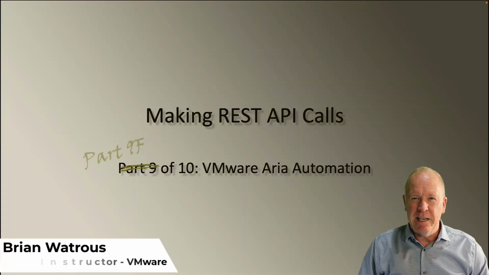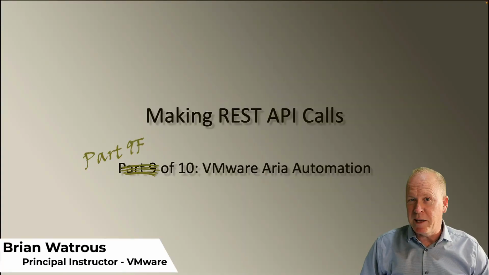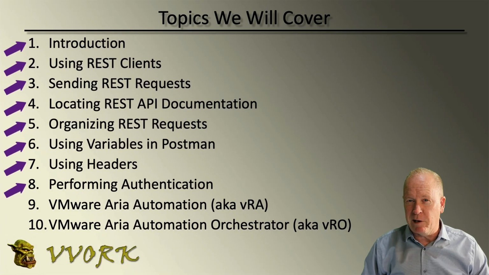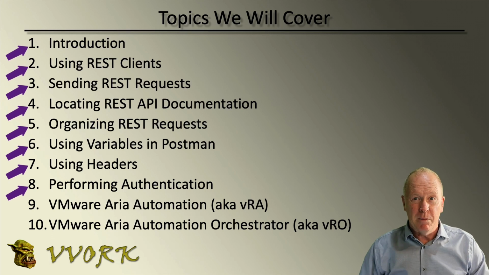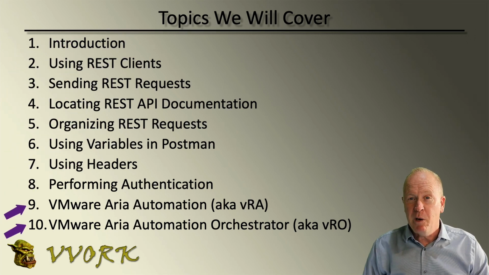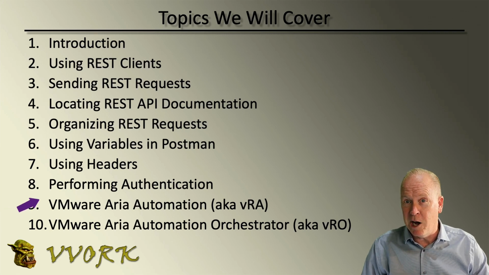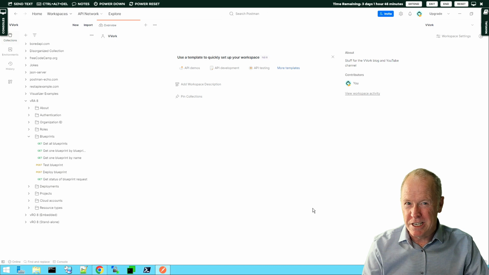This is part 9 in a 10-part video series in which we're exploring how to make REST API calls. In parts 1 through 8, we took a generic look at how to make REST API calls. But now, in parts 9 and onwards, we're going to take a look at specific VMware products. In part 9, we're going to be taking a look at how to make REST API calls to VMware Aria Automation. Congratulations! You have persevered through all the preceding videos, and now we actually start to do the kinds of things that you probably wanted to do with the REST API all along.